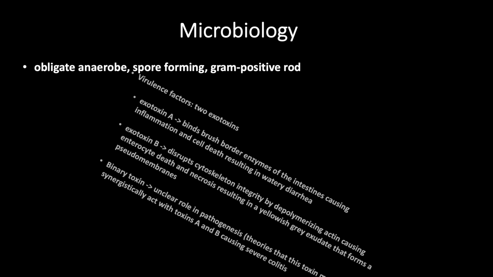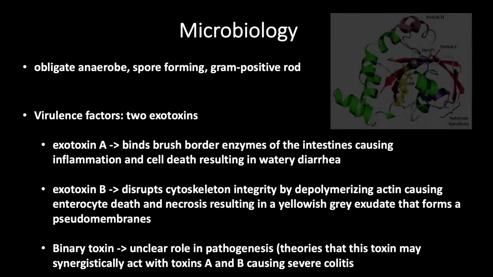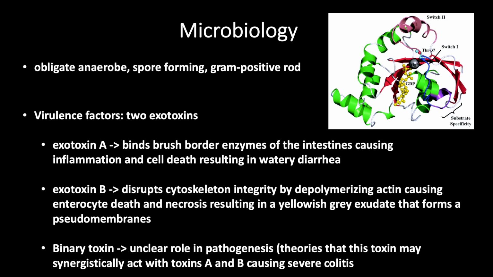We will start by reviewing the microbiology of Clostridioides difficile. It's an obligate anaerobe, spore-forming gram-positive rod. It has 3 virulence factors, 2 are exotoxins, and 1 is a binary toxin. Exotoxin A binds to the brush border enzymes on the intestinal wall, causing local inflammation resulting in that watery diarrhea.